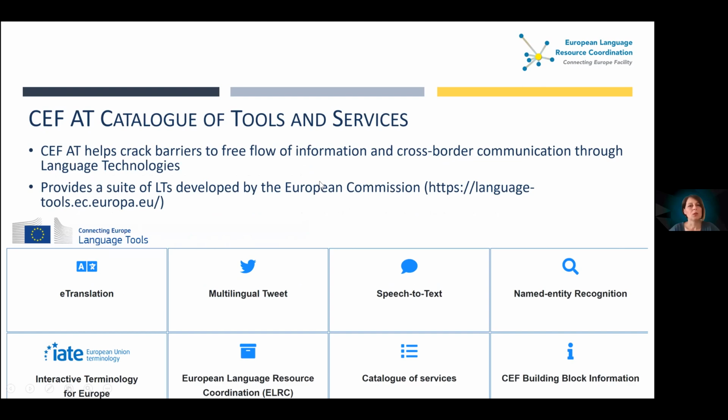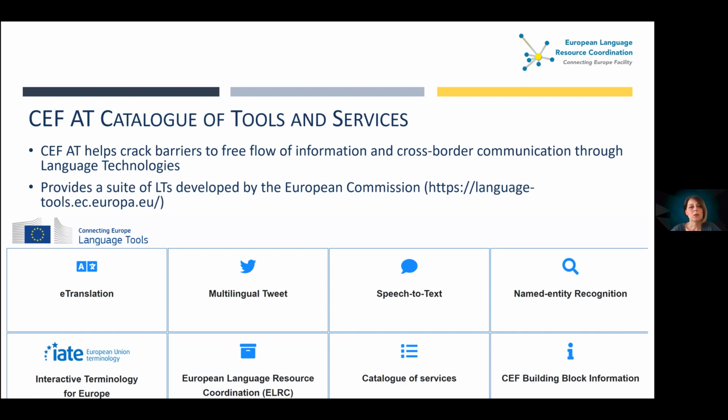For those of you who are not very familiar with the EU jargon, the acronym CEF stands for Connecting Europe Facility, and AT stands for Automated Translation. So CEF-AT is a group of services, a building block, as it is called, supported by the European Commission, which helps to crack barriers to the free flow of information within the European Union and to facilitate cross-border communication with the help of language technologies. CEF-AT provides a group of language technologies developed by the European Commission or by relevant actions, initiatives and projects within the broader CEF family. You can have an overview of them at the URL provided on this slide.